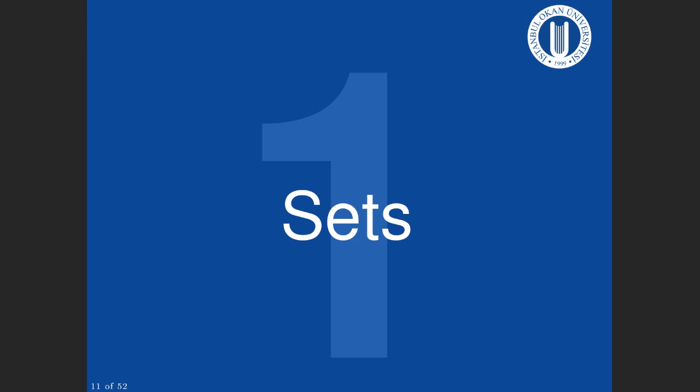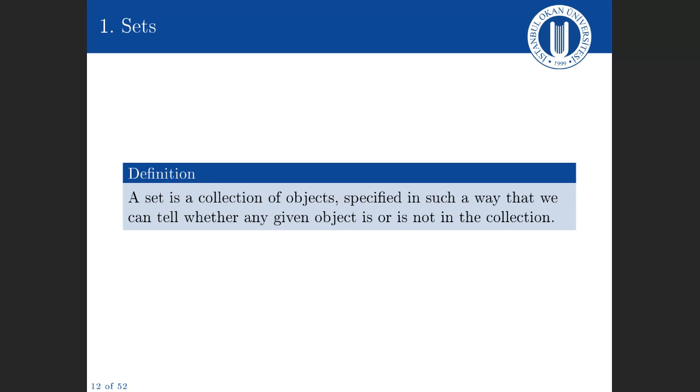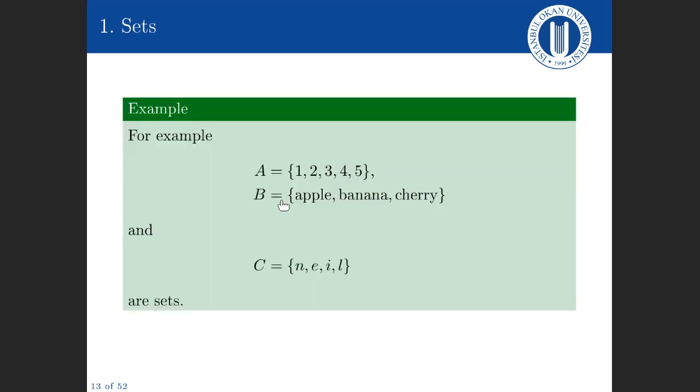The first chapter of this course is about sets. What is a set? A set is just a collection of objects which is specified in such a way that we can always say if a particular object is in the collection or is not in the collection. For example, if A is the collection of 1, 2, 3, 4, and 5, then this is a set. B is a set containing apple, banana, and cherry. And C is a set which contains the letters N, E, I, and L.